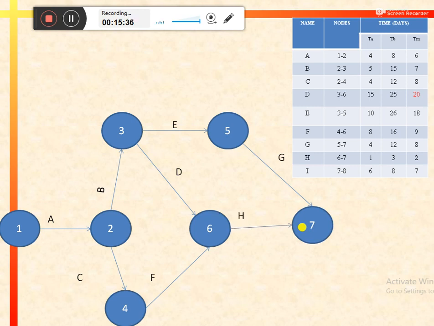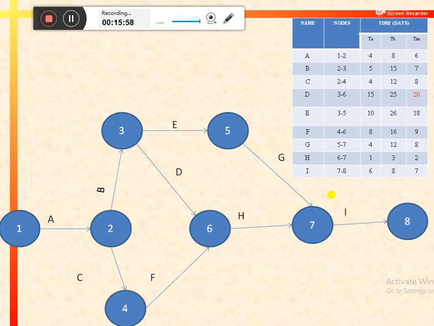Further, activity H is starting from node 6 and ending at node 7. And in the end, activity I, which is starting from node 7 and ending at node 8. So in this way, in the first step, we have drawn all the activities that are given in this particular project.